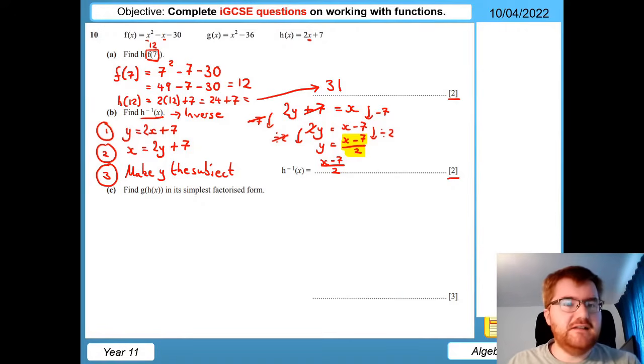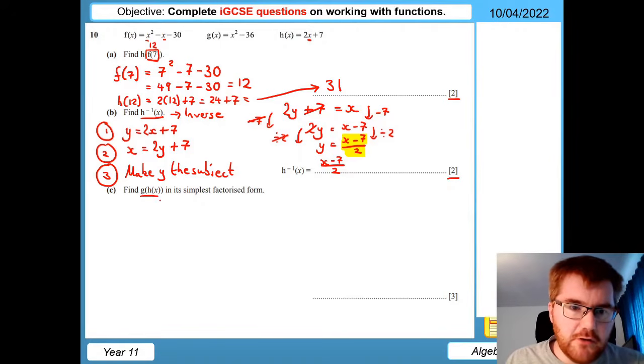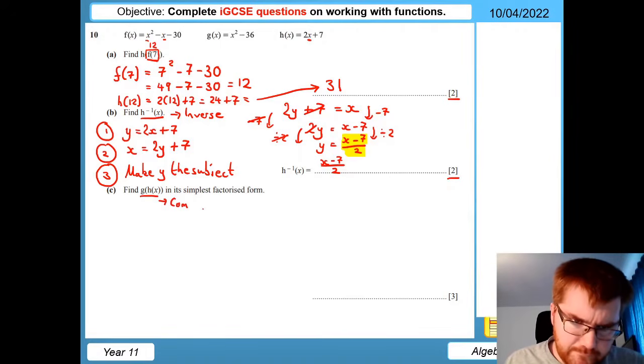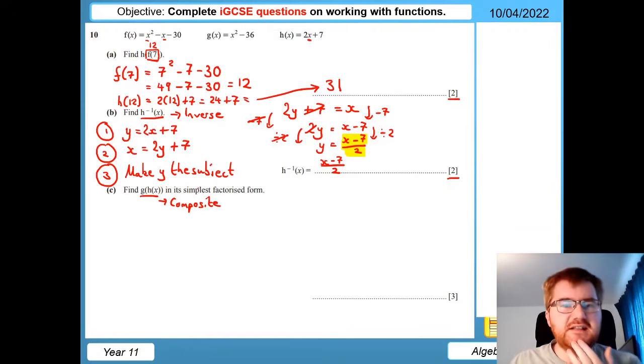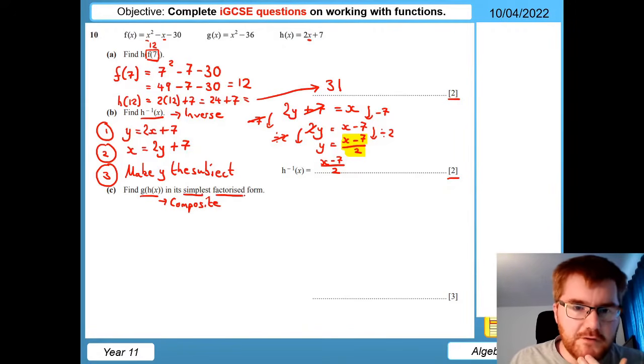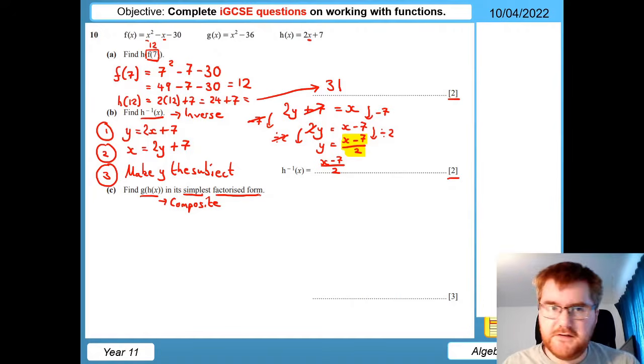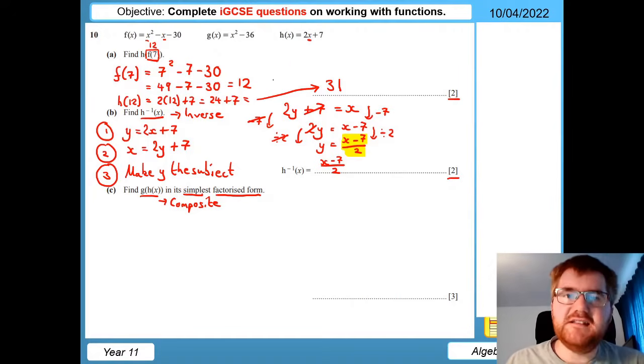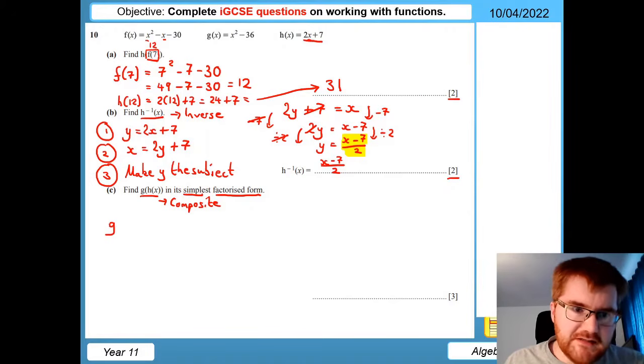Now the next one is g of h of x. This is what we call a composite function. So keep writing these keywords down, and notice it says simplest factorized form, which we'll come to right at the end of this question. Now first of all, what is h of x? Well, it's equal to 2x plus 7. So I'm going to copy out this, and wherever I see an h of x, I'm going to put a 2x plus 7.